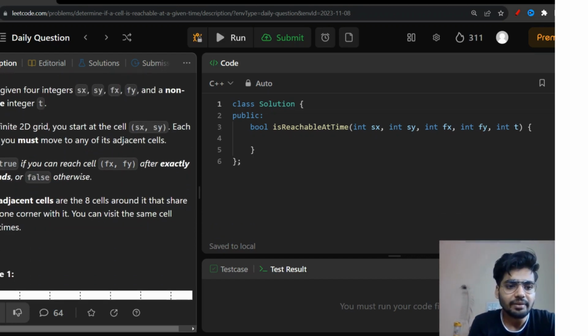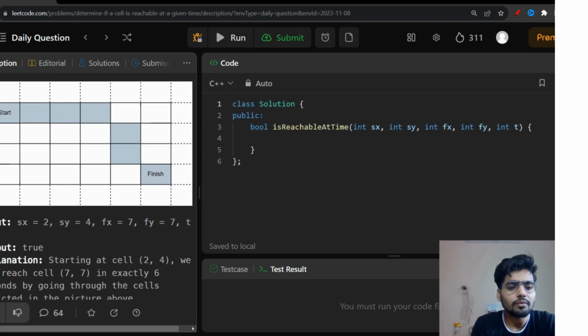So basically we have to go from the starting cell to the ending cell by moving to adjacent cells. We have to reach the final destination in exactly t seconds. If we do that, return true, and if we do not, return false. So like this, as you see, this is a starting point and this is a final point, and we are going from here to here.